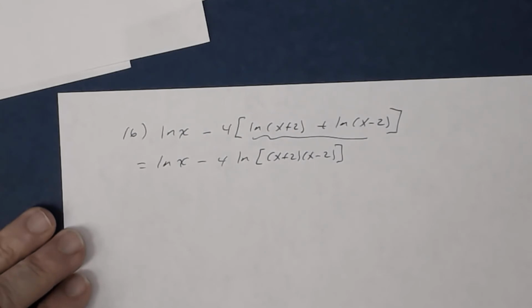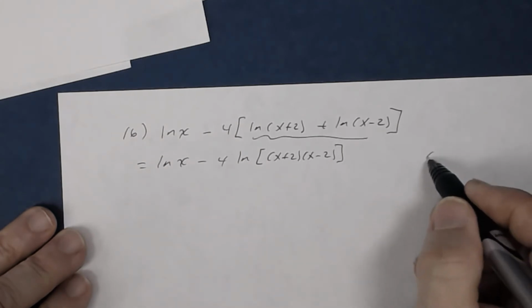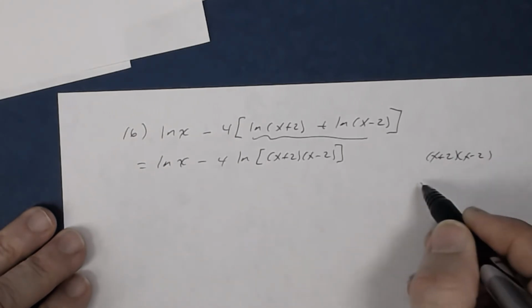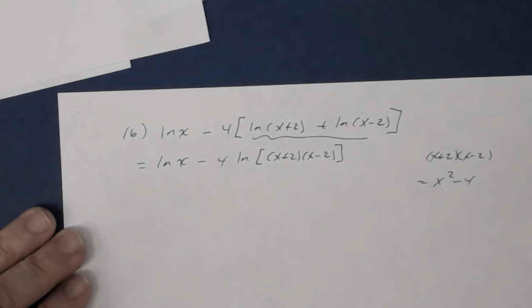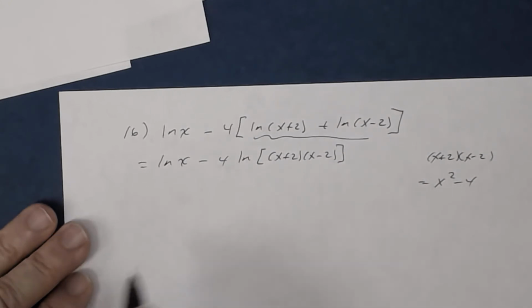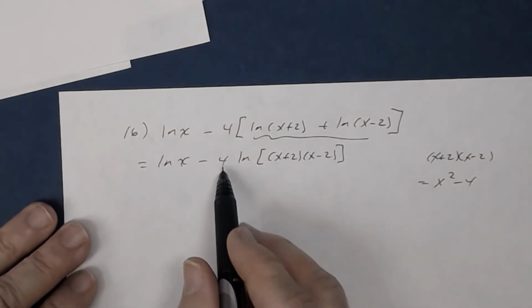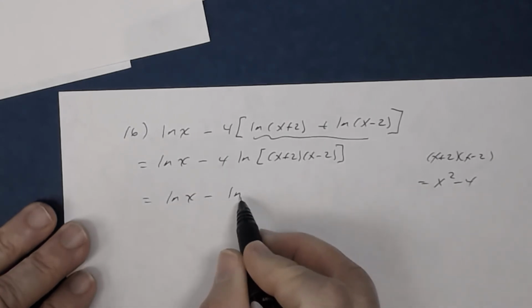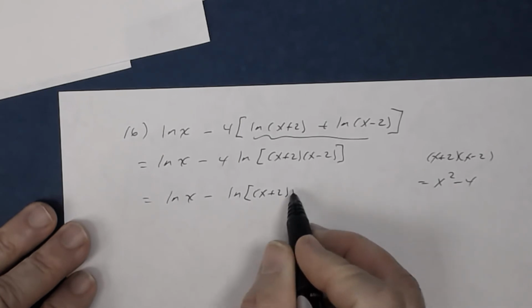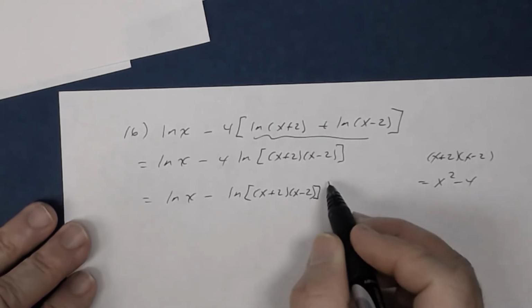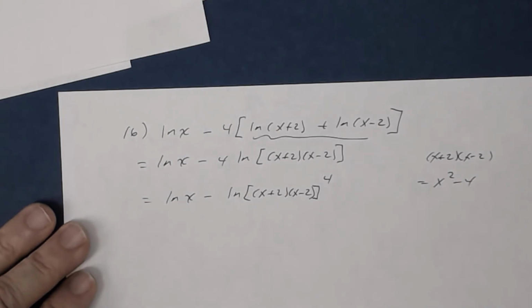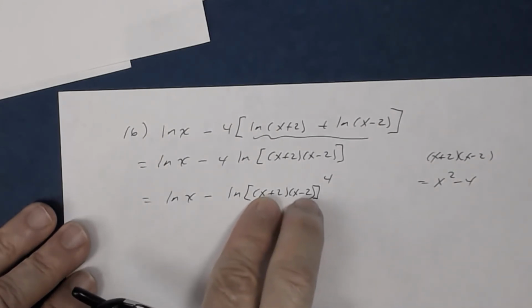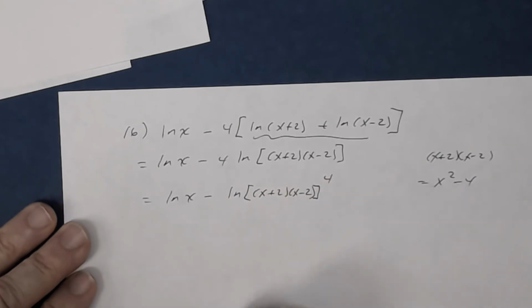And if you wanted to, you don't have to, you can multiply this out. Does not matter, because remember x plus 2, x minus 2 is x squared minus 4. Okay, now you're going to rewrite this 4 as an exponent. So that becomes the natural log of x minus natural log of x plus 2, x minus 2, all raised to the 4th power, just like that. So this product is being raised to the 4th.